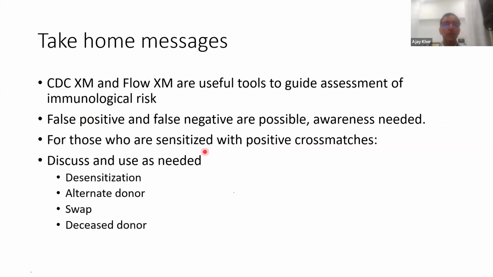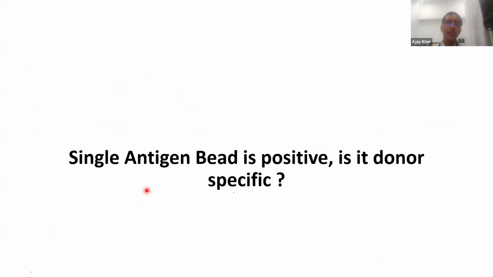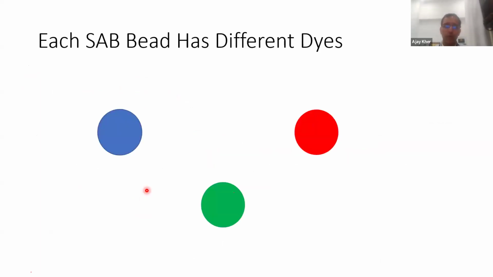For those who are sensitized with positive cross-matches, with anti-HLA antibodies against their donor, we need to look at alternative options. So when we look at a single antigen bead, how do we assess it? How do we say it's donor specific? That's what we'll go into now.